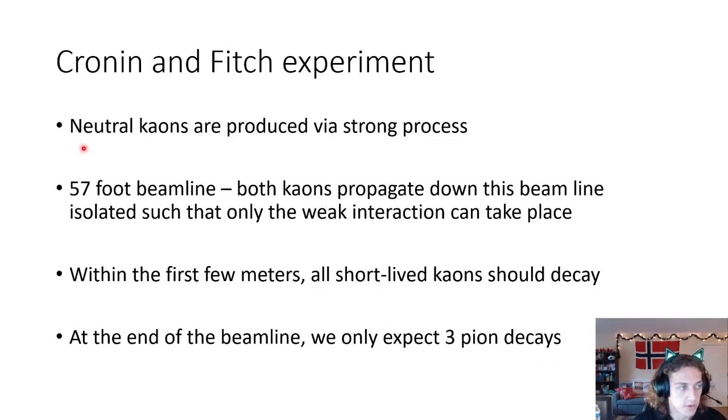So we produce neutral kaons via strong processes, the reactions I showed a couple slides ago with the pion beams and the proton targets, and then we send that down a 57-foot beam line. Now, even if these kaons were moving at nearly the speed of light, like 0.98 c, these short-lived kaons would only make it a few meters before they all decay. That means that at the very end of this 57-foot beam line, we should only have KLs left. That means we should only see 3 pion decays. No 2 pion decays. All of the KSs have decayed effectively. There should be no 2 pion decays.